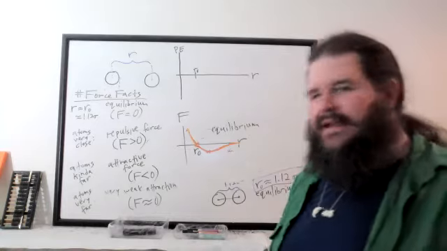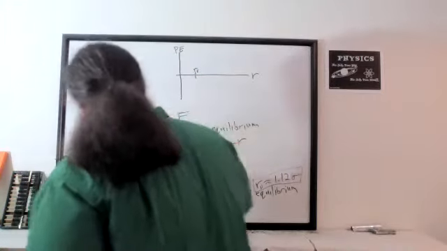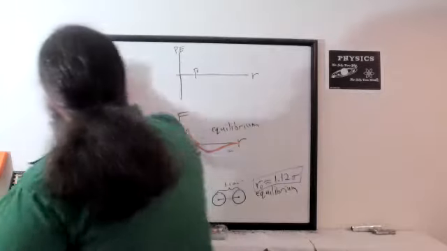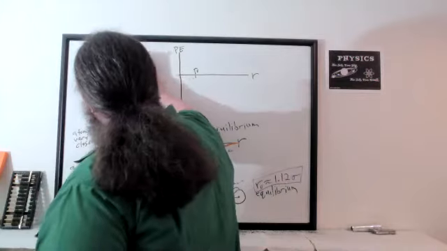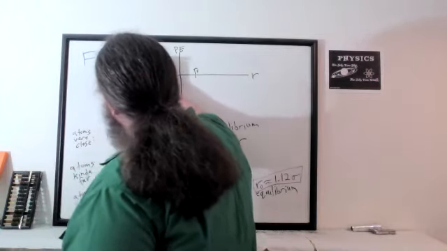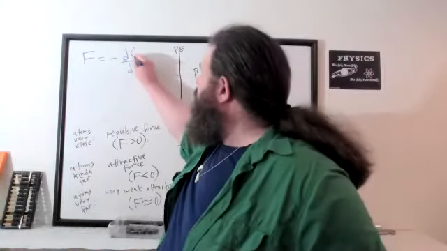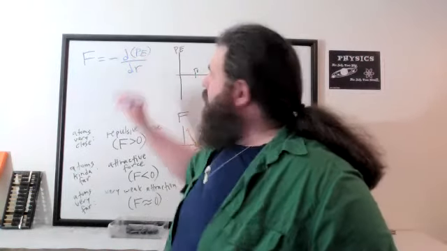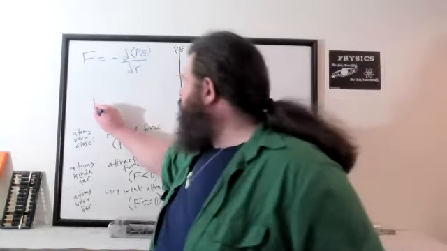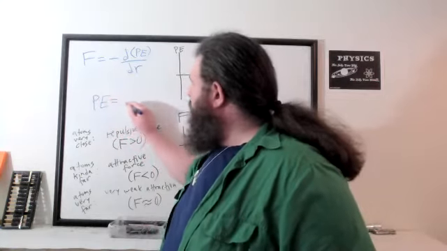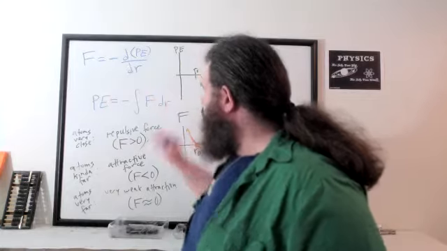Yeah, force is the negative derivative of potential energy. Force is the negative derivative with respect to r, because we're talking about r as our variable here, our distance variable, derivative of potential energy. And this has to do with how we're defining potential energy. Potential energy is defined as the negative integral of force with respect to position.